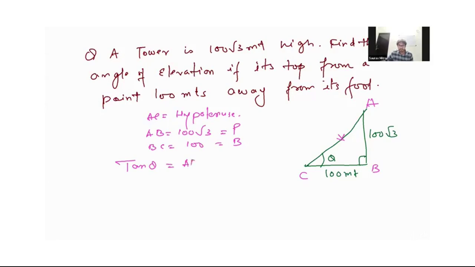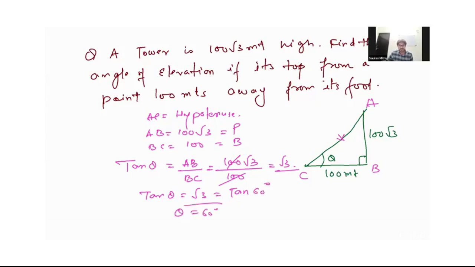So AB upon BC. AB is your 100 root 3 and BC is your 100. So cancel it, we will get the value root 3. So tan theta is root 3, and root 3 means, according to tan theta, it is your 60 degree. So the value of theta becomes 60 degree. So the angle of elevation is 60 degree. Clear? Simple. Yes, let's take another example.